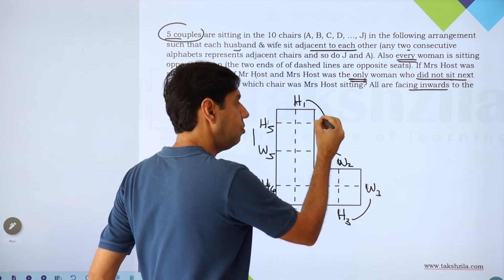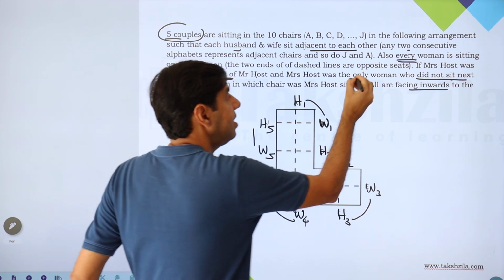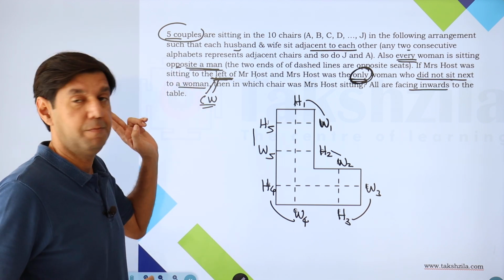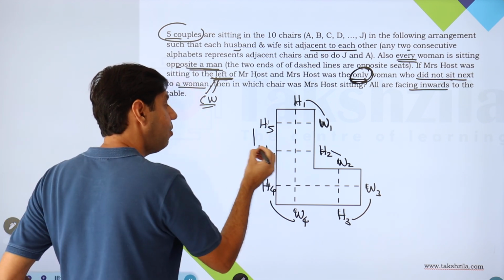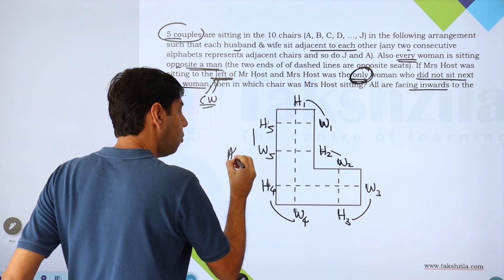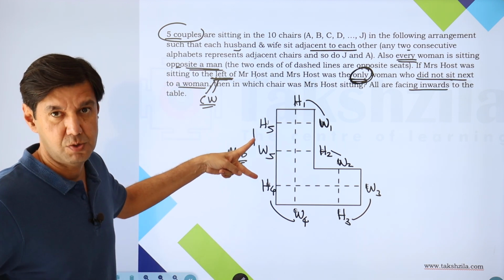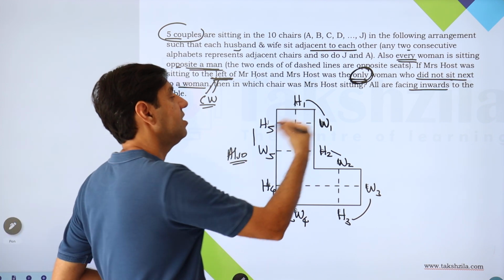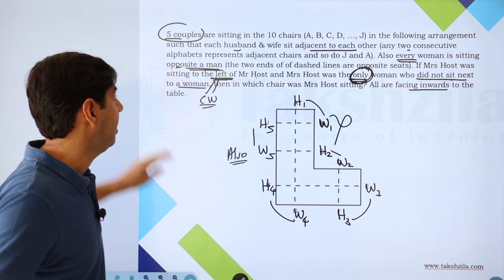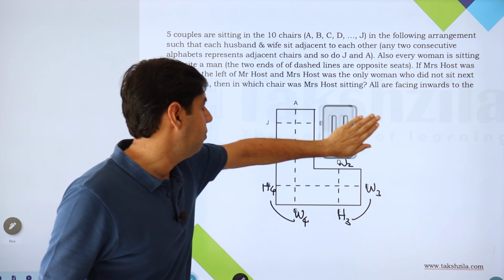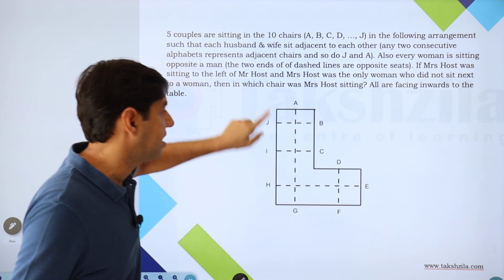So Mrs. Host could be at B, but hang on, the word is, she is the only woman who did not sit next to a woman. And whereas here, this woman also satisfies the condition that she is not sitting next to a woman. So this also is not a possibility. Now like this you can keep trying, but as I said, it will require almost 10 iterations.